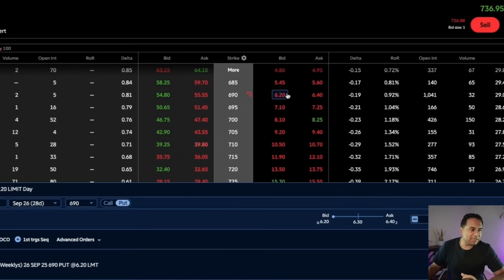Obviously the bid is at 6.20 and the ask is at 6.40, so we can get this order filled at the mid price, which is 6.30. Since one options contract lets you control 100 shares, you would take the $6.30 and multiply it by 100. That means if you sell one put of the 690 strike price, you would collect approximately $630 in premium. Since we're going with the 690 strike price, you would have to put up collateral of $69,000, which is just taking the 690 and multiplying it by 100. So again, people don't have $69,000 or $70,000 just lying around.